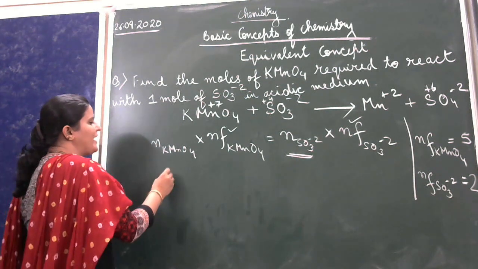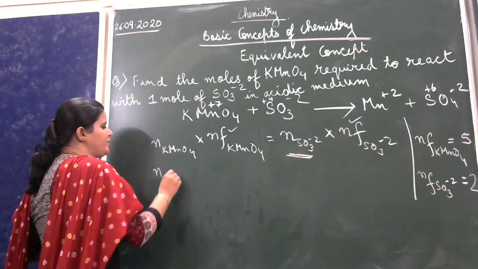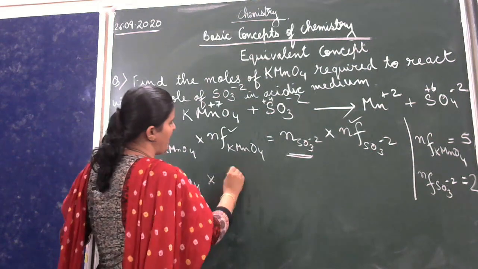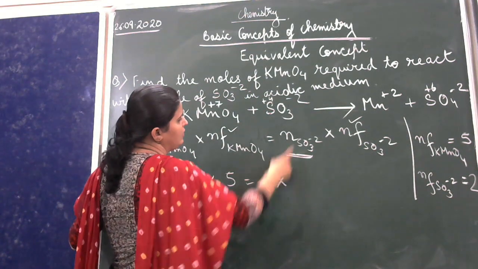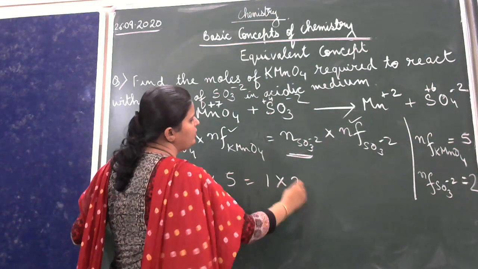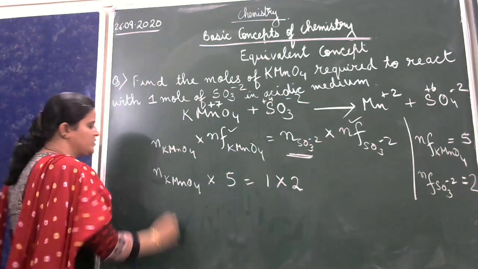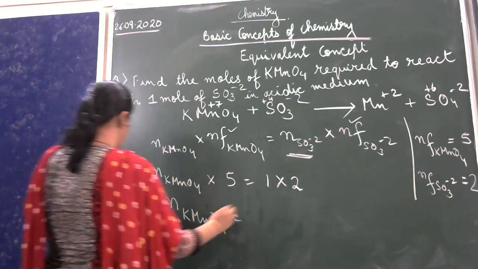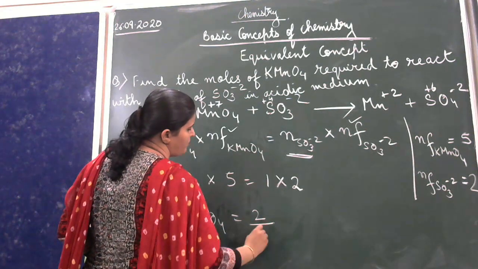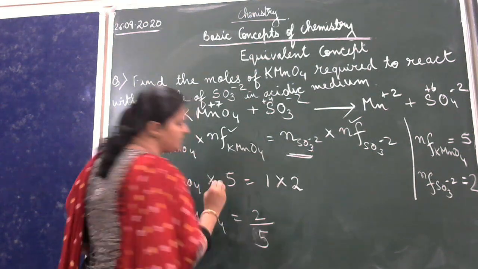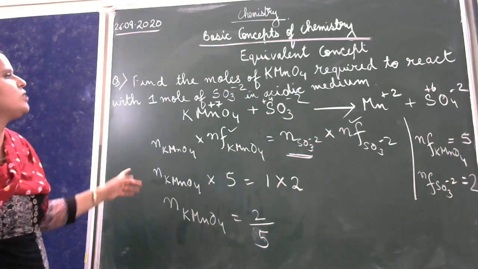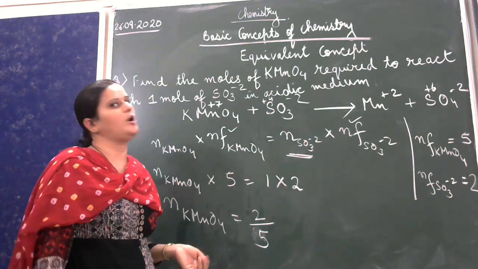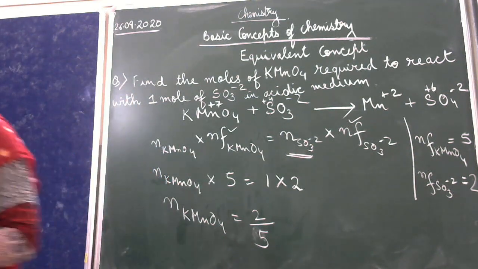Let me put in the values. Moles of KMnO4 are to be calculated. The n factor of KMnO4 is 5. That is equal to 1 mole of sulfite ion into the n factor of sulfite, which is 2. So finally, what is the answer for moles of KMnO4? It comes to 2 by 5 moles. This is my answer. See how easily we can solve the numerical with the help of the equivalent concept. So this is an application.